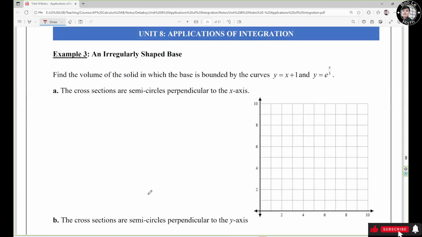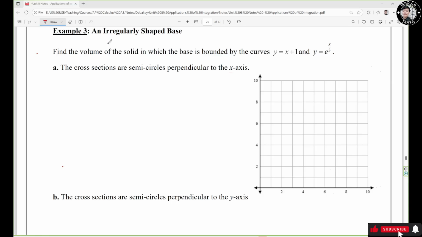Now let's move on to example number 3, an irregularly shaped base. Find the volume of the solid in which the base is bounded by the curves y equals s plus 1 and y equals e raised to the s over 3.